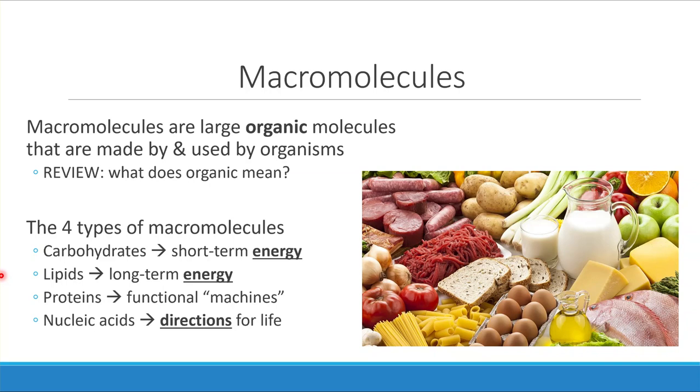The final kind of macromolecule that we have are nucleic acids, as in DNA or RNA. When we think about nucleic acids, these are the directions that help our cells to be alive. These can help us know what we should be doing and when we should be doing it. So all of these macromolecules come together in a cell to make it functional and to allow you to be alive.